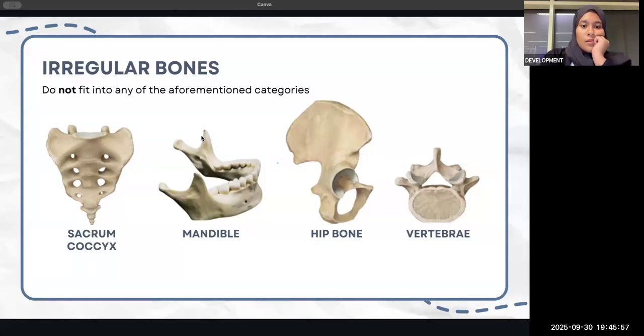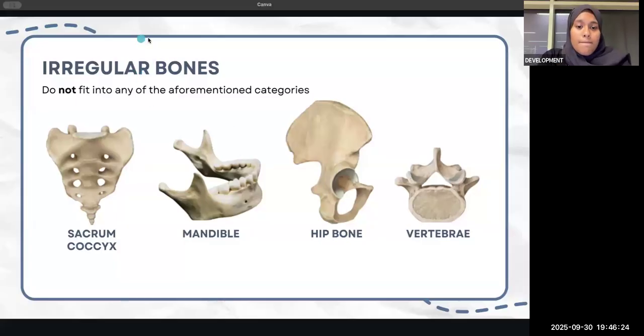Your sacrum is fused vertebrae, so sometimes you can classify it outside of vertebra. I mean, your doctor in his lab slides classified it as something different. Pelvis, not a flat bone. No, it's not a flat bone. It's an irregular bone.